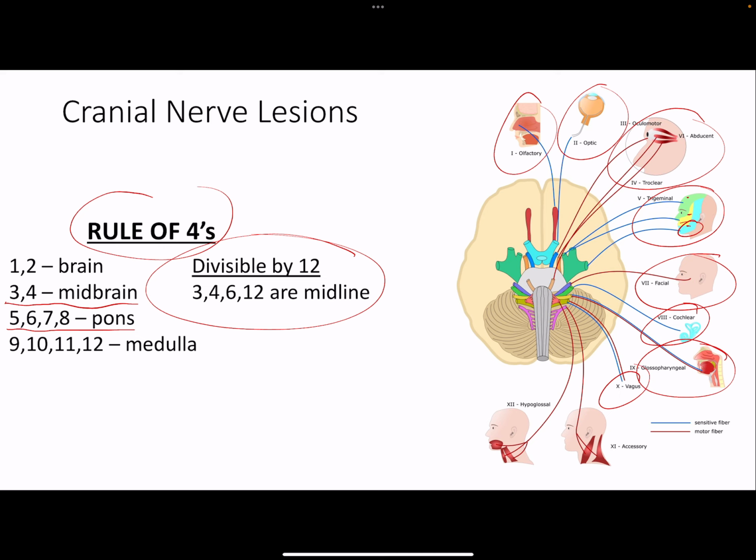9 is going to be gag reflex, swallowing, the back of the tongue, and the carotid sinus reflex. 10 is going to be the aortic baroreceptors in addition to the parasympathetic nervous system, also a little bit of swallowing and the gag reflex. 11 is shrugging your shoulders and turning your head. 12 is going to be sticking out your tongue.